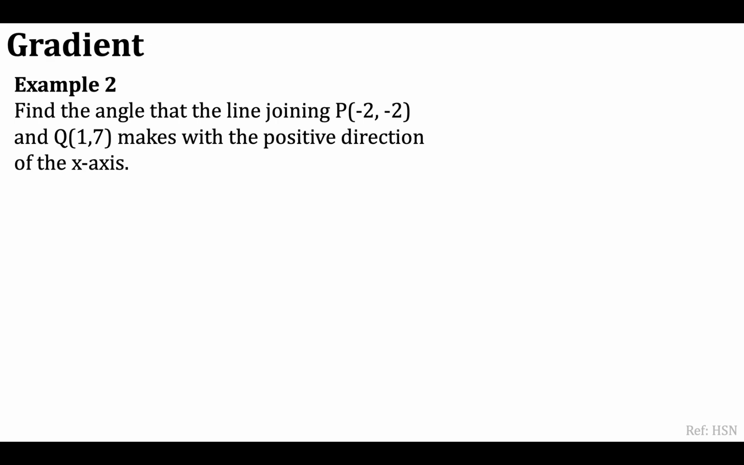Now, example 2. So find the angle that the line joining P (-2, -2) and Q (1, 7) makes with the positive direction of the x-axis. Now, slightly different this time, so we're asked to find an angle. So in the previous example I was given the angle, but I know that if I'm working backwards as such, I can use the function inverse tan. So that's fine, we can do that.